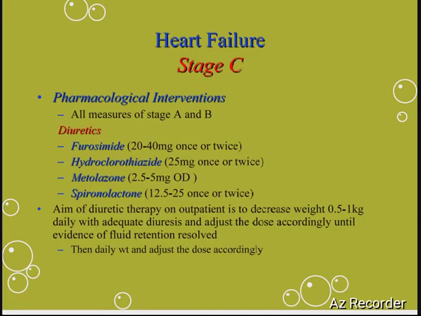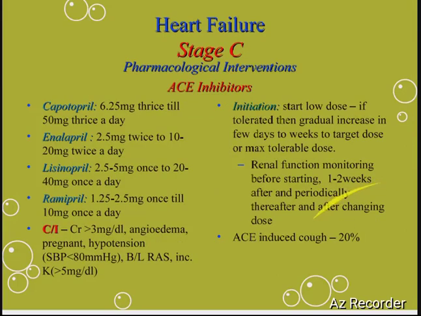Pharmacological intervention: all measures of stage A and B, plus diuretics: furosemide 20 to 40 mg once or twice, hydrochlorothiazide, metolazone, and spironolactone. The aim of diuretic therapy in the outpatient setting is to decrease weight by 0.5 to 1 kg daily with adequate diuresis, and adjust the dose accordingly until the evidence of fluid retention is resolved. Then monitor daily weight and adjust the dose accordingly.